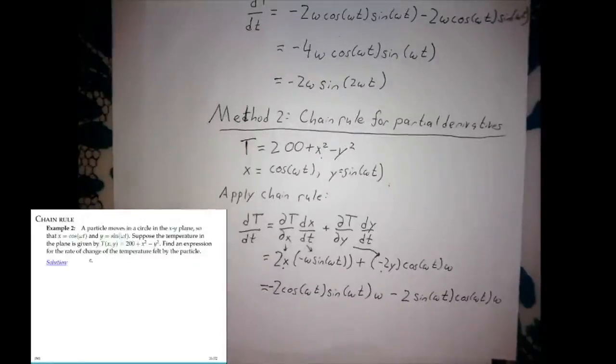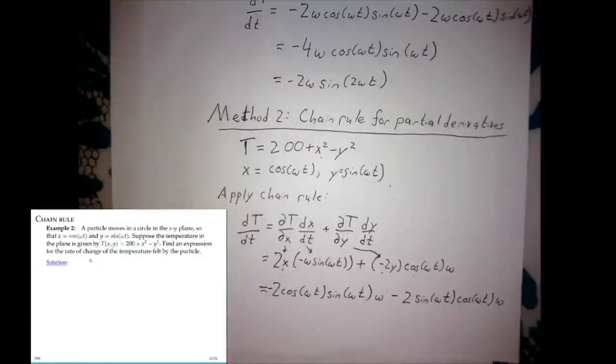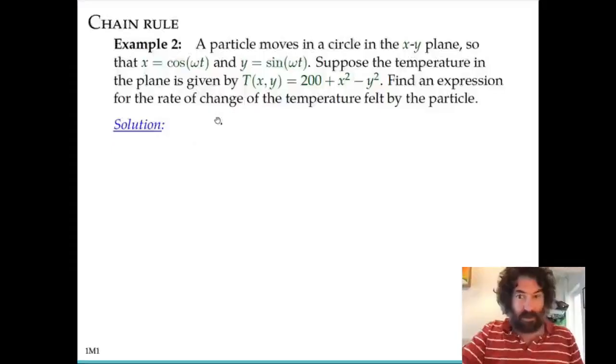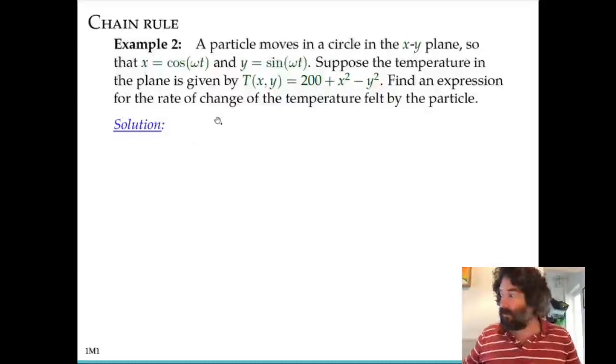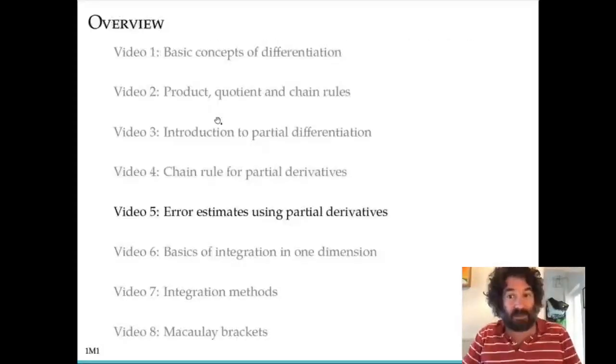Okay, so this is this example. And, well, this is the last example I was going to do just about the chain rule. We will do some sort of similar things next time, looking at error estimates. The application of partial derivatives, we'll look at how you can estimate error when you have a function of two variables and there's error in the measurements of those variables.